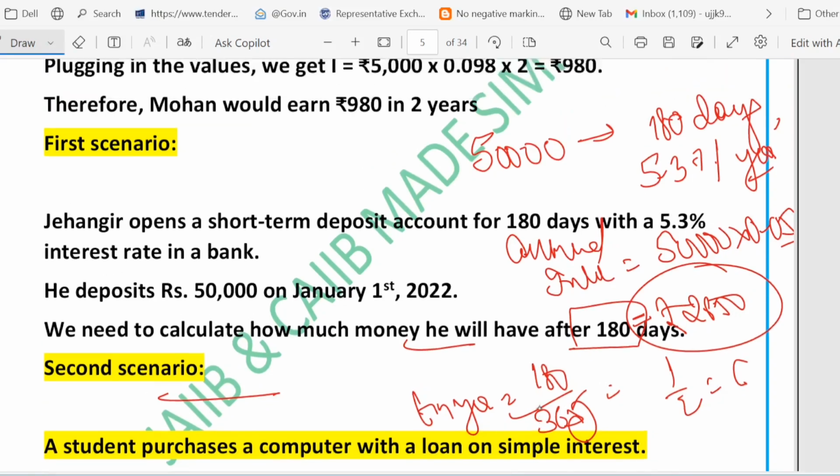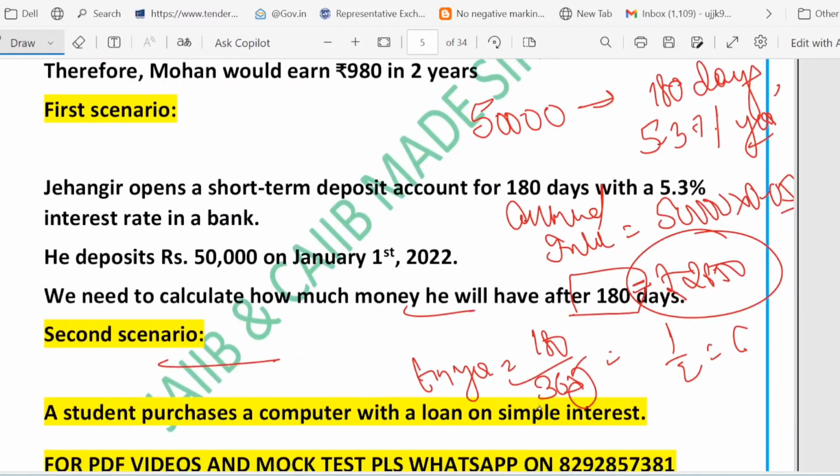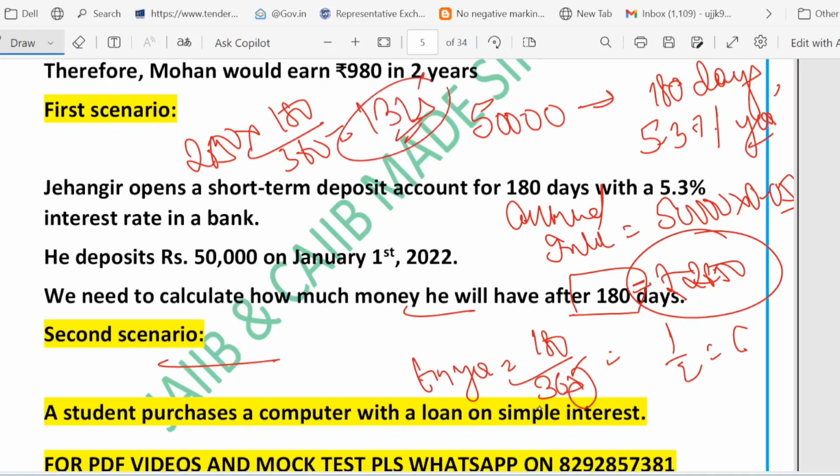The total interest will be how much? So after multiplication, just multiply this 2650 multiplied by 180 upon 360. So it is half of that. Half of that is how much? I think it is 1325. Yes, 1325. So that is the interest.